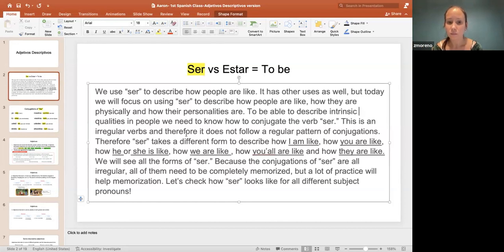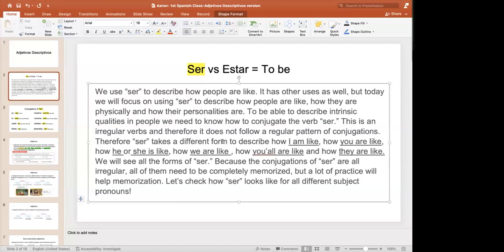Okay, and that's why I wrote here that ser takes a different form to describe how I am like, how you are like, how he or she is like, how we are like, how you all are like, and how those people over there, they are like. Make sense? Mm-hmm.